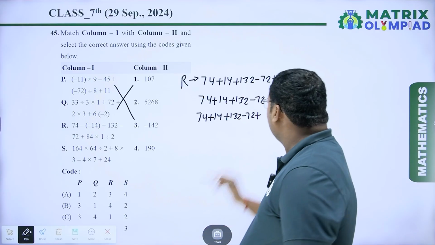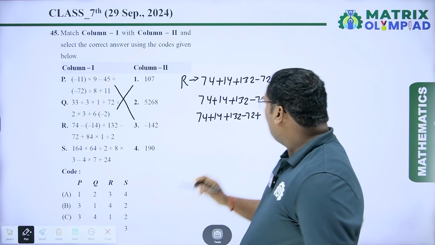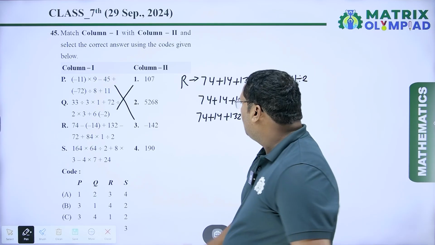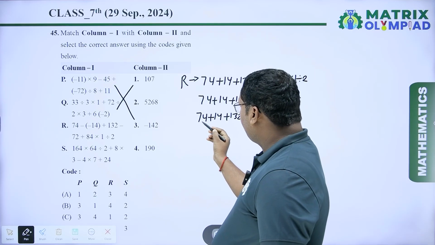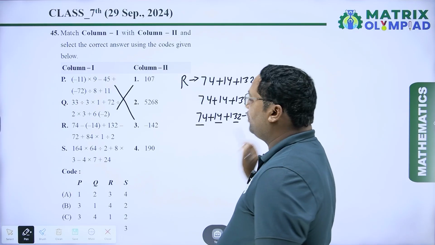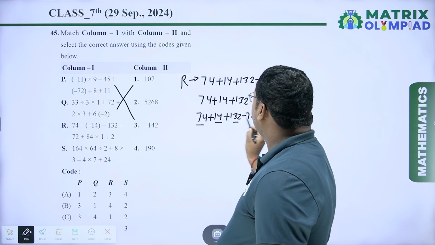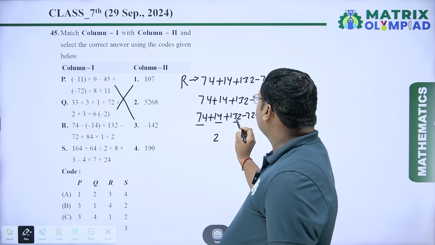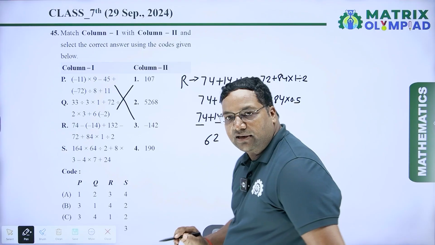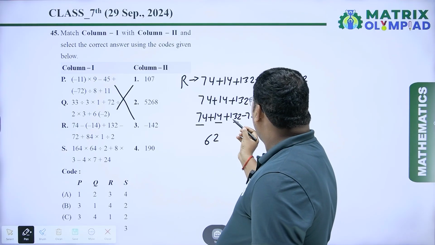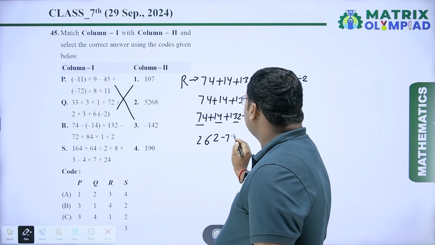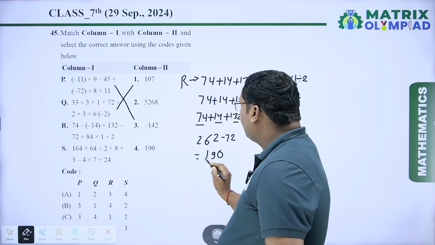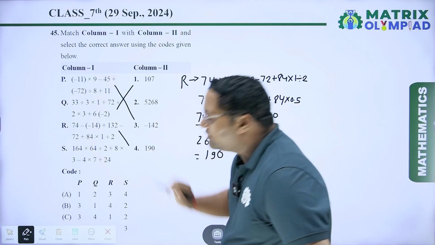0.5 multiplied by 84 is 5 4s are 20, carry 2, 5 8s are 40, 40 and 2 42. We have to put here point, so it is 42. So now we have to add numbers 4, 74, 14, 132 and 42. So 4 plus 4 is 8, 8 plus 2 is 10, 10 plus 2 is 12, carry is 1. 7 plus 1 is 8, 8 plus 1 is 9, 9 plus 3 is 12, 12 plus 4 is 16, carry 1. And 1 plus 1 is 2, 262 minus 72. So we will get 2 minus 2 is 0, 16 minus 7 is 9 and it is 190. So option number 4 is correct option.